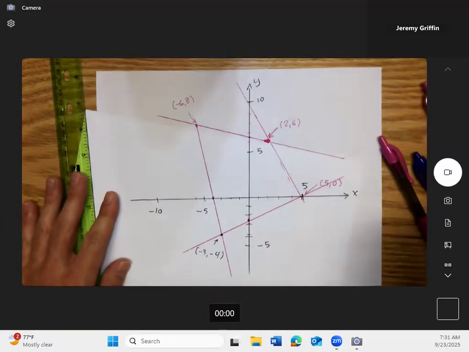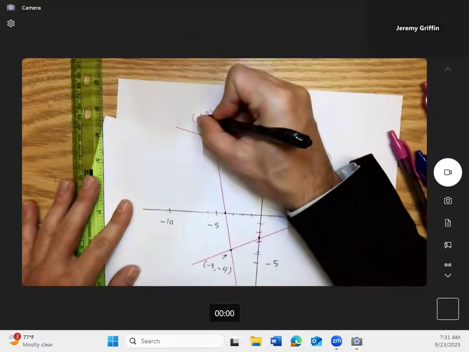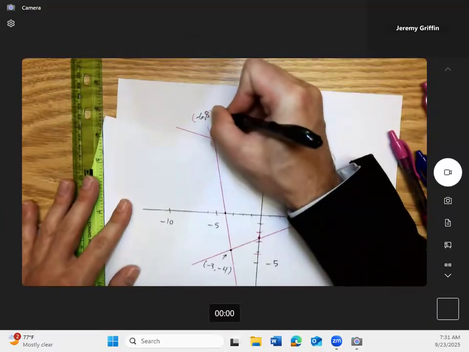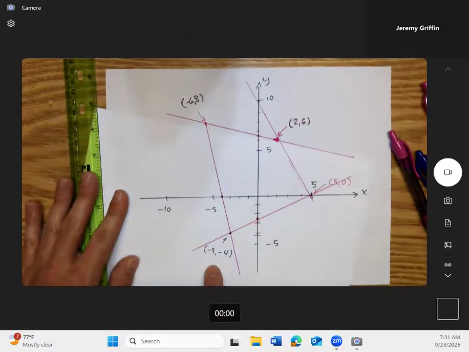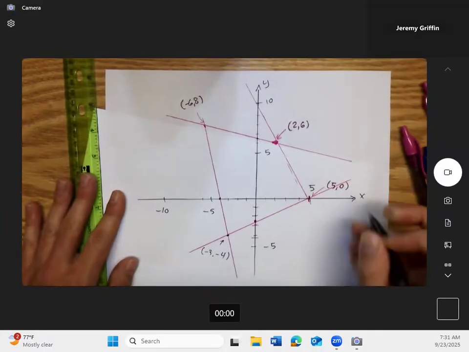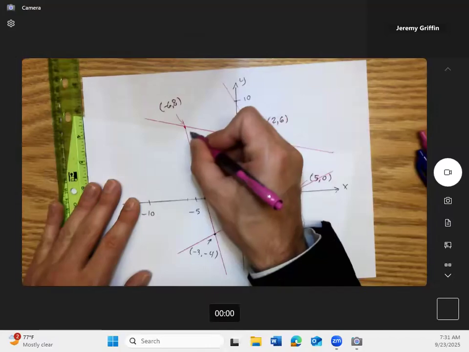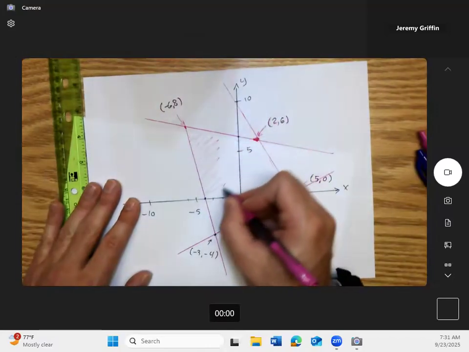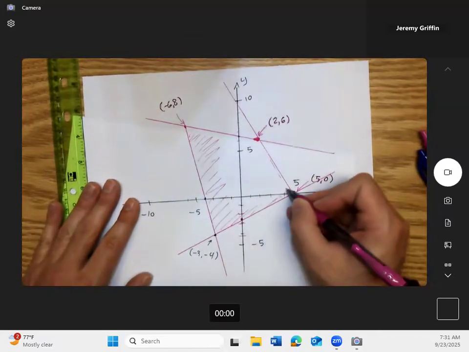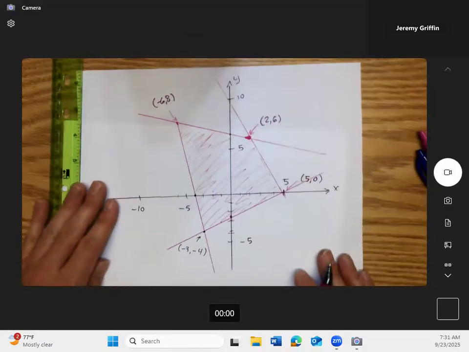So we've got these points at (2, 6), (-6, 8), (-3, -4), and we have (5, 0). This is my 4 points. Okay. The region in question is this whole quadrilateral looking shape right here. So the question is, what is the area of that region I just shaded in?